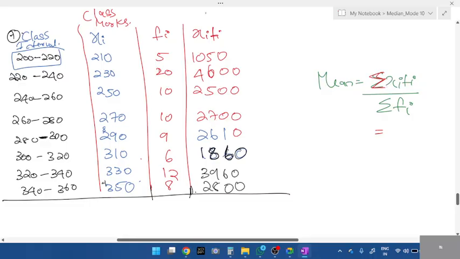Summation of XiFi. Look at the XiFi column. Summation meaning you have to add all the values, right? All these values, divided by what is Fi? Add the second column. Yes, complete it. I've written all this. Add this. Complete it later, students. Just complete this. Mean value. Okay. Because we have done this in the last exercise.